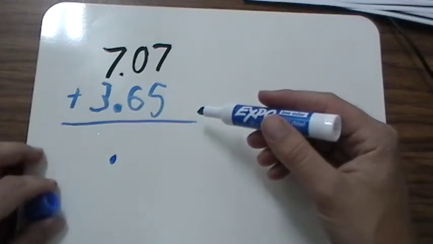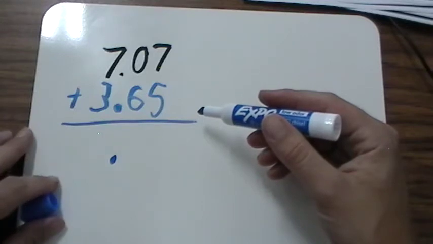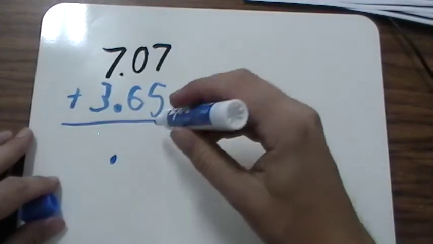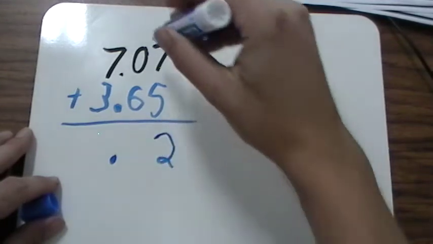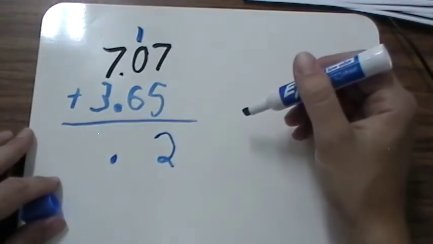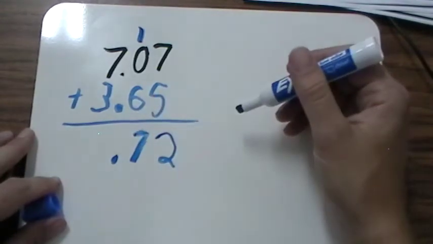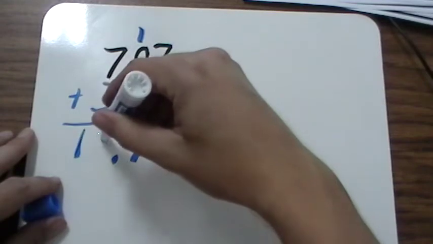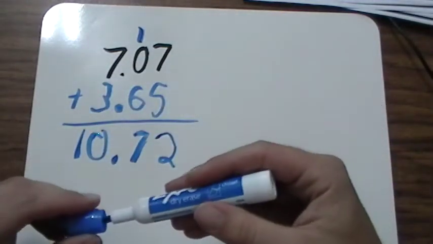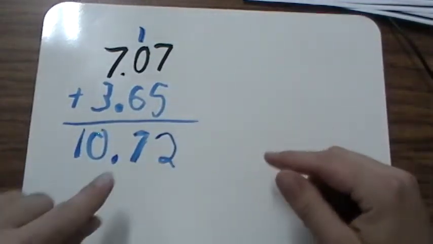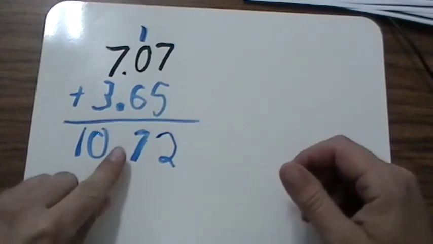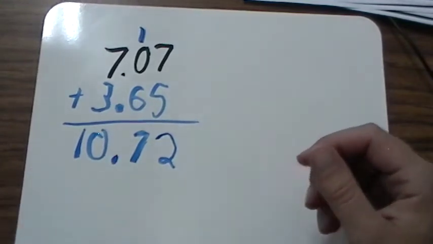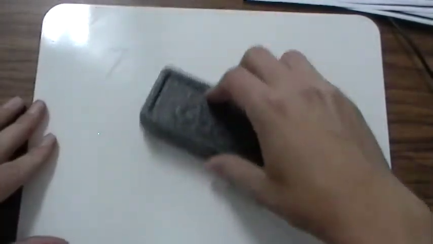All right, now we just start doing our addition. 7 plus 5 is 12. Carry the 1. 1 plus 0 plus 6 is 7. 7 plus 3 is 10. No need to carry the 1. $10.72. If I forgot to put that decimal point there, I'd have 1,072, which is way different than $10.72. Now what we're going to do is think about rounding decimals to the whole number.